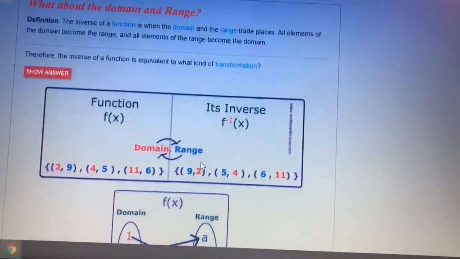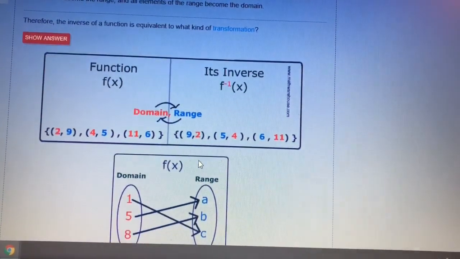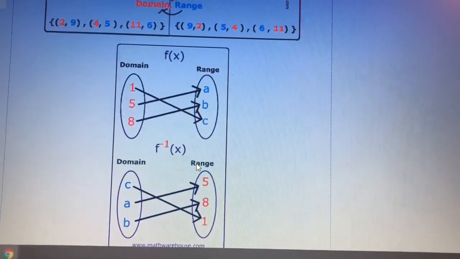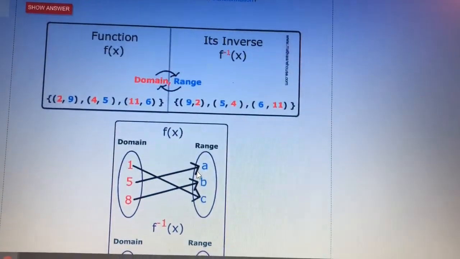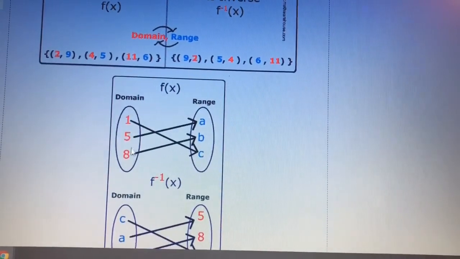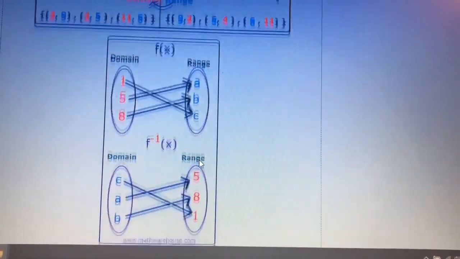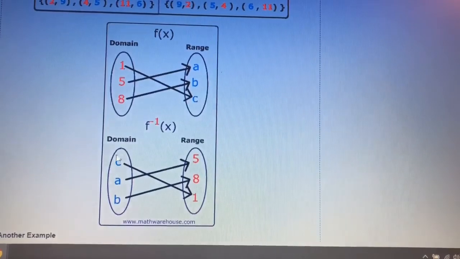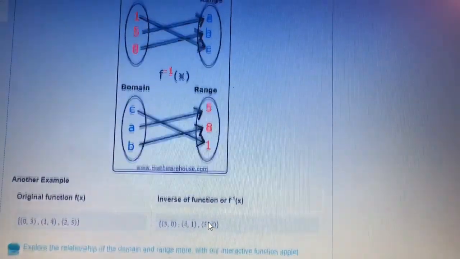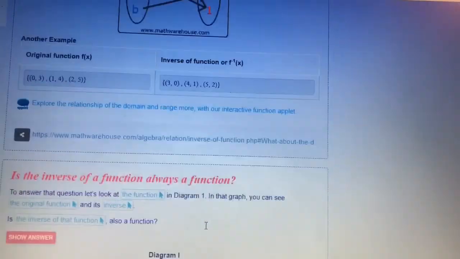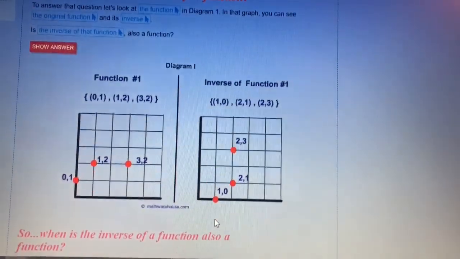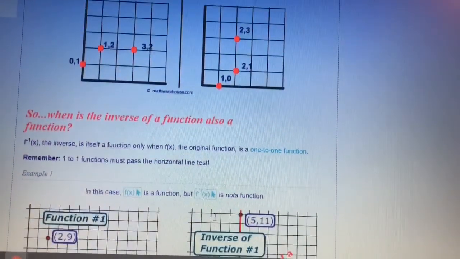When we're talking about domain and range, for the function and the inverse, the domain and range are going to be switched. So in my original function, if my domain is 1, 5, and 8, and my range is A, B, C, the domain for my inverse would be A, B, C, and my range would be 5, 8, 1. So those just kind of flip-flop. So hopefully that helps clear up a few things. Is the inverse of a function always a function? You should have found that that is not true.